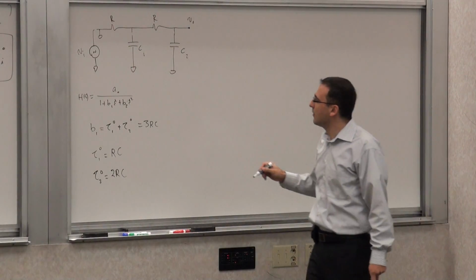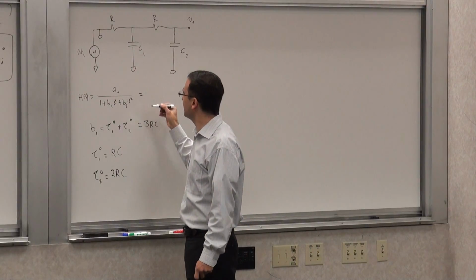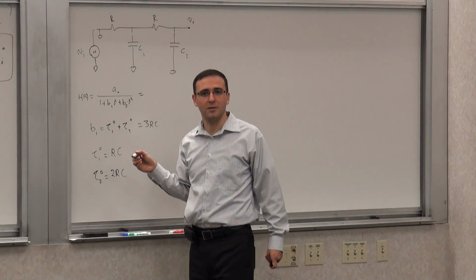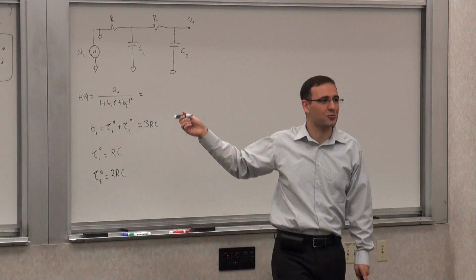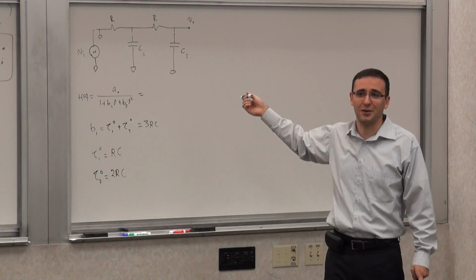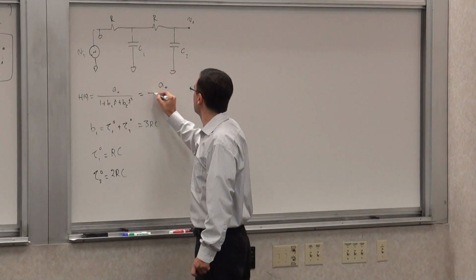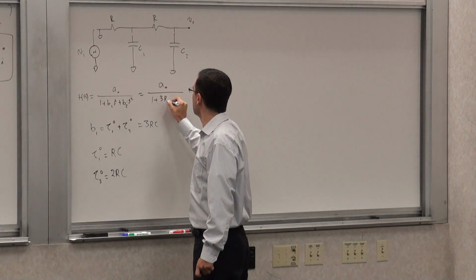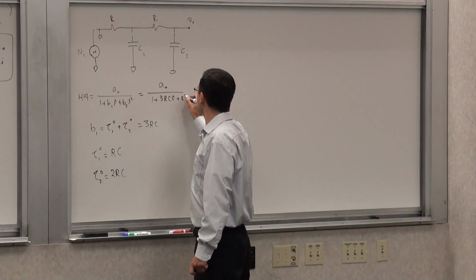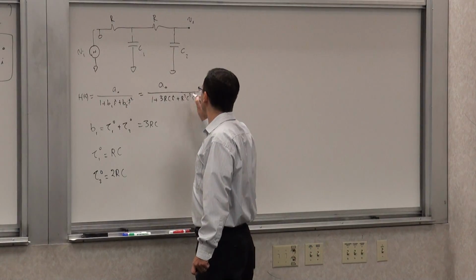Okay? Now, you can calculate this transfer function directly from KCL, KVL. That's probably the only time I could write KVL, KCL is here. The only reason is that I want to show you something. But I'm not even going to do it. You can do it yourself. So if you write KCL and KVL, you will see that this is 3RCs plus R squared C squared s squared.